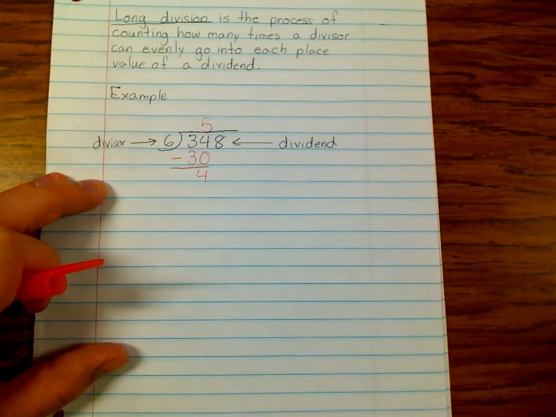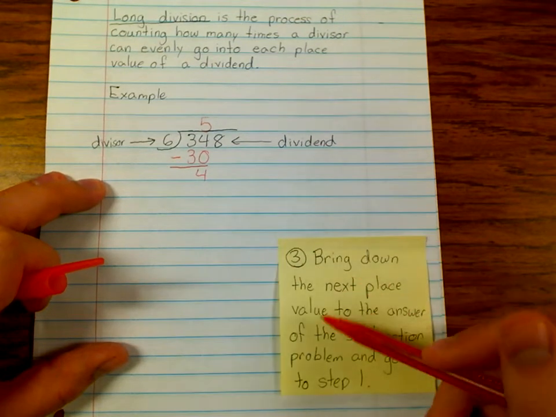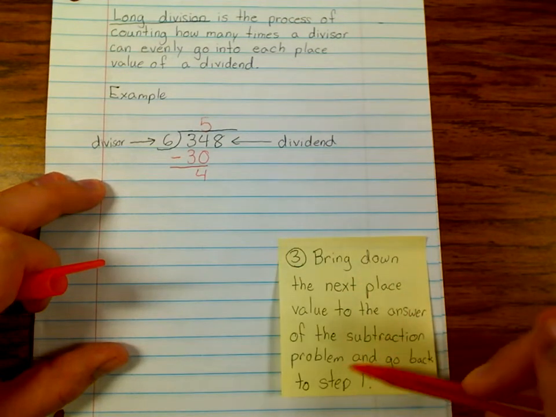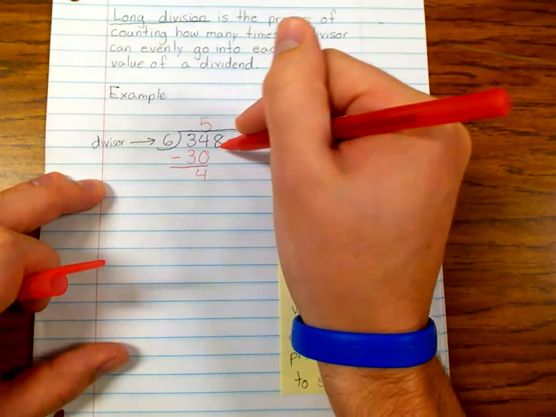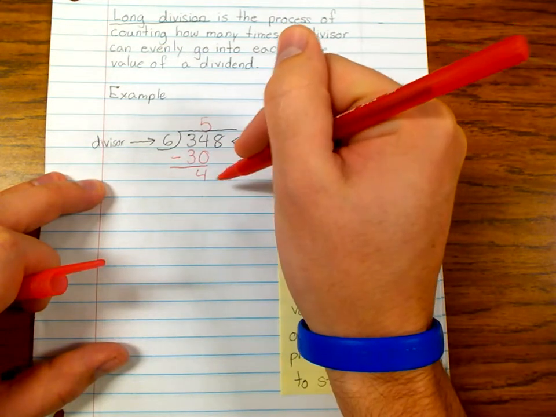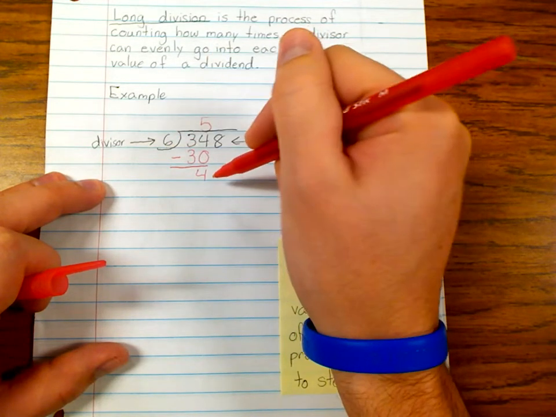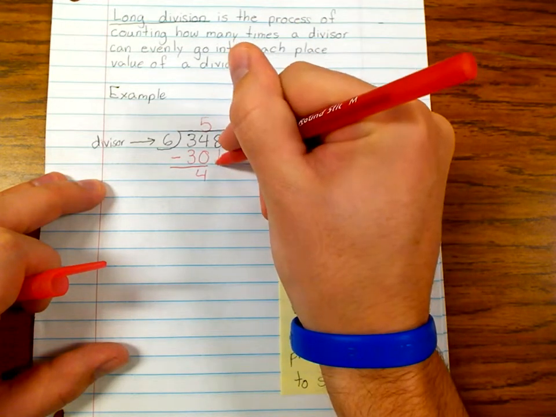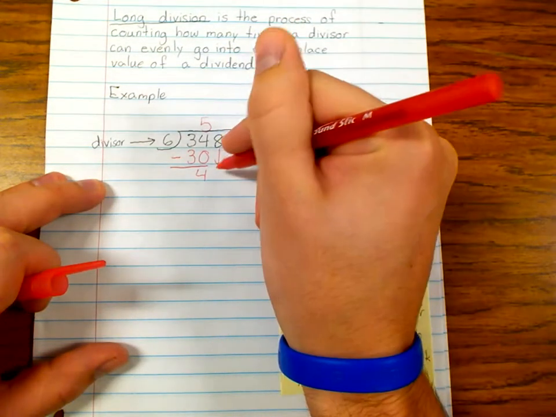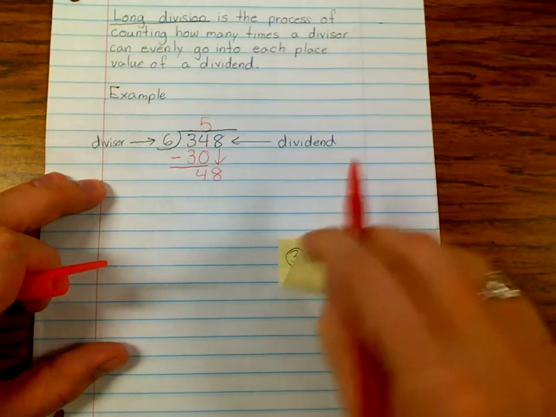Finally, step 3. What do I do there? All right. Bring down the next place value to the answer of the subtraction problem and go back to step 1. I can see that the next place value is this 8 right here, and this 4 is all by itself. 6 cannot go evenly into 4. So I have to bring down my next part of the dividend, my next place value, and put the 8 down here. Now I go back to step 1.